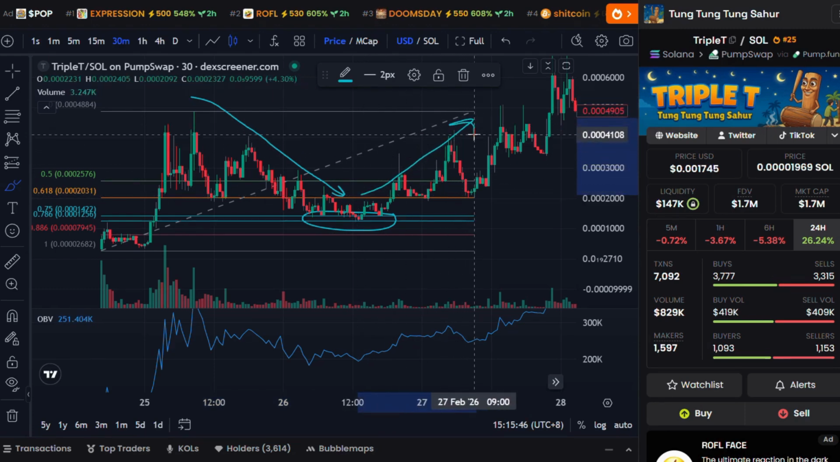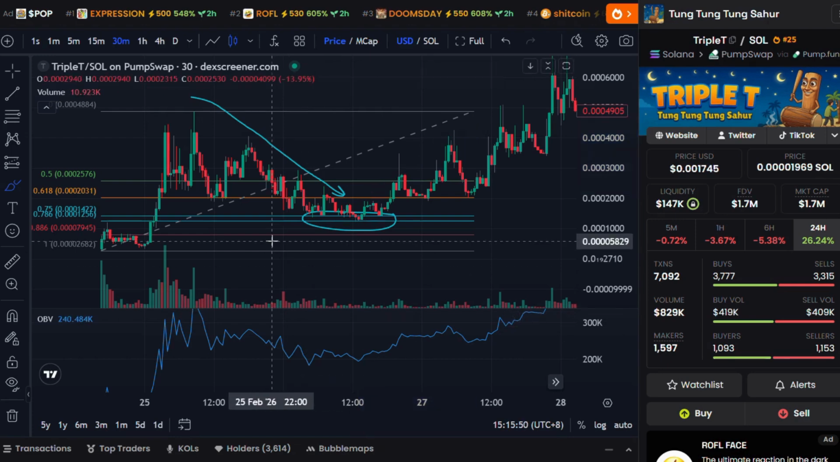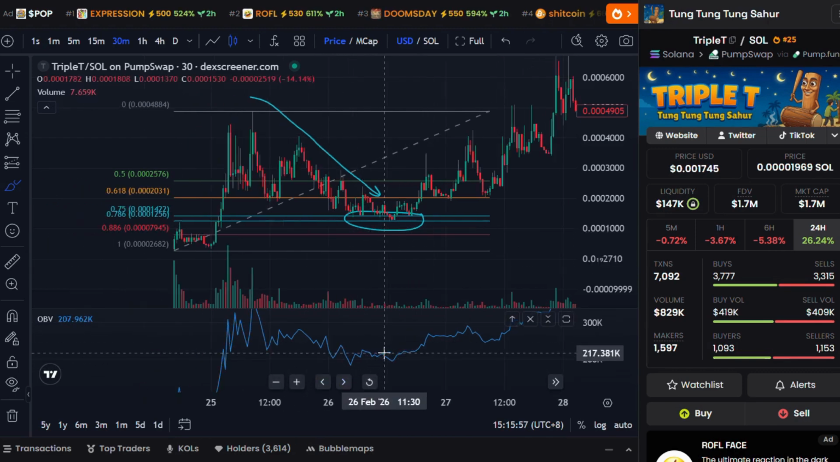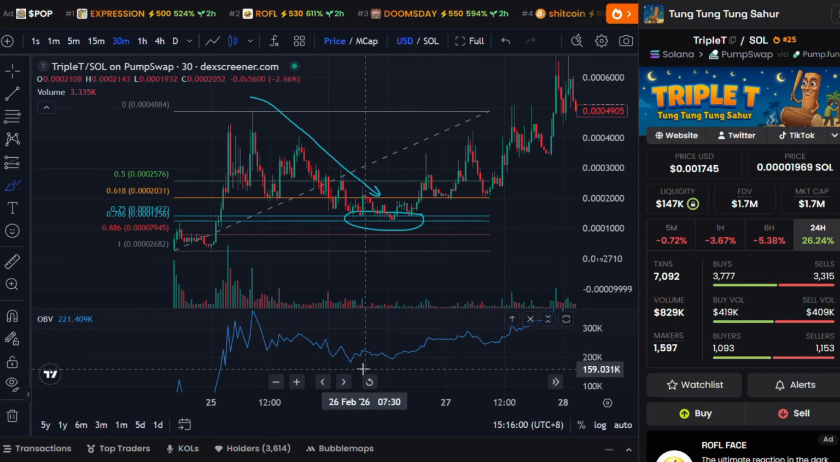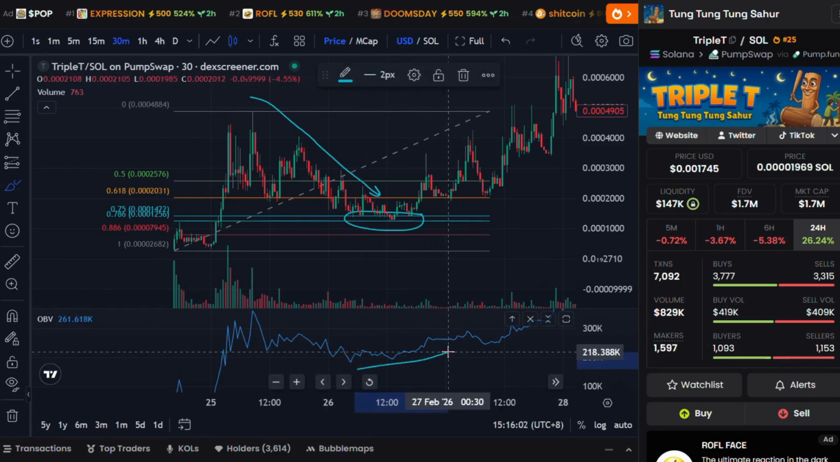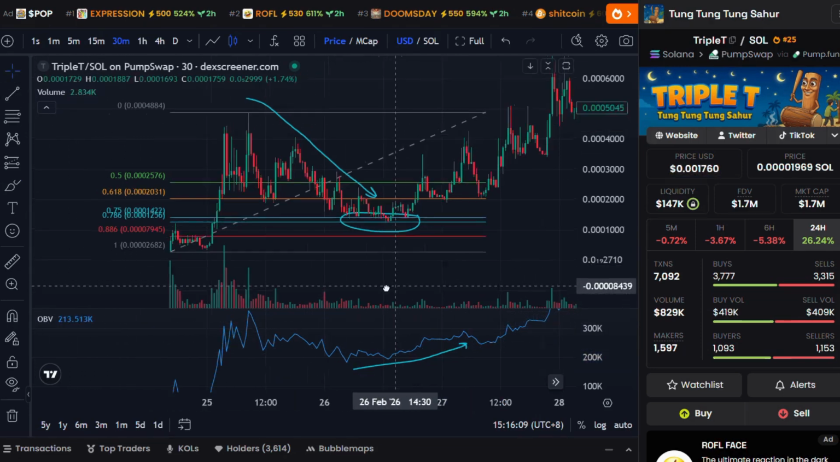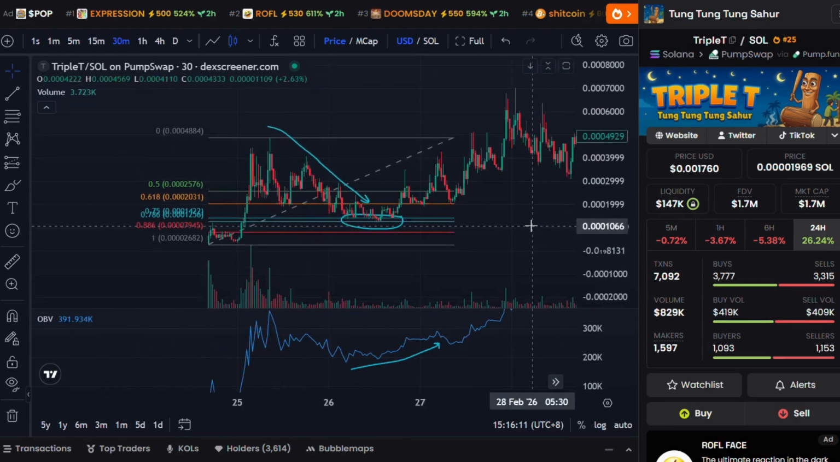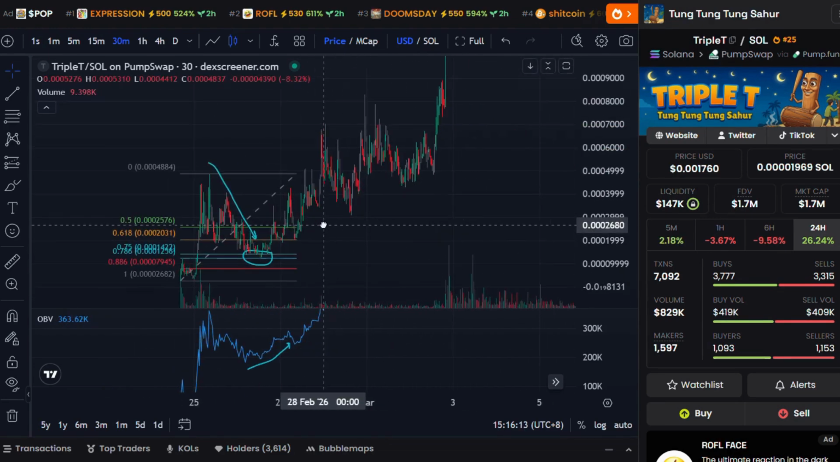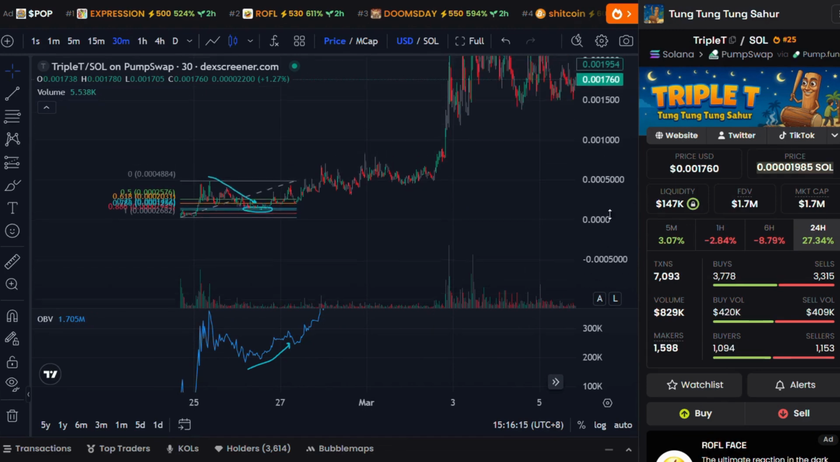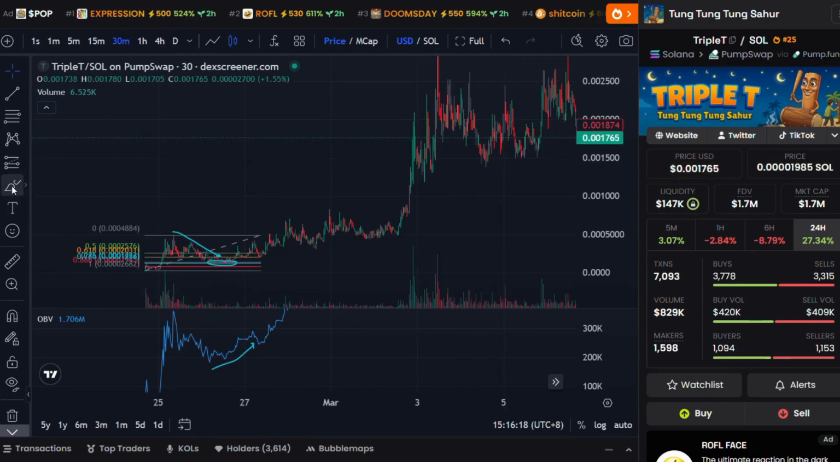When price enters the blue pocket in the Triple T example, we begin seeing something important happen. The market starts stabilizing. And when we look at the OBV indicator, we begin seeing volume increasing. That tells us buyers are stepping back into the market while price is still deep in the retracement. Once accumulation finishes, price begins expanding again. And this often leads to explosive continuation moves in meme coin markets.